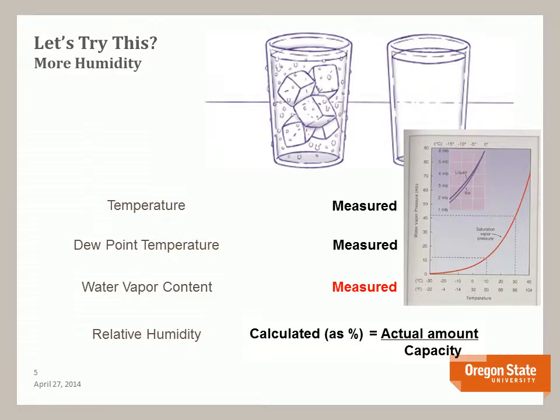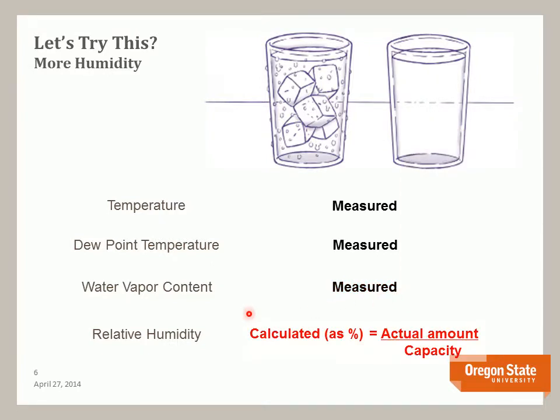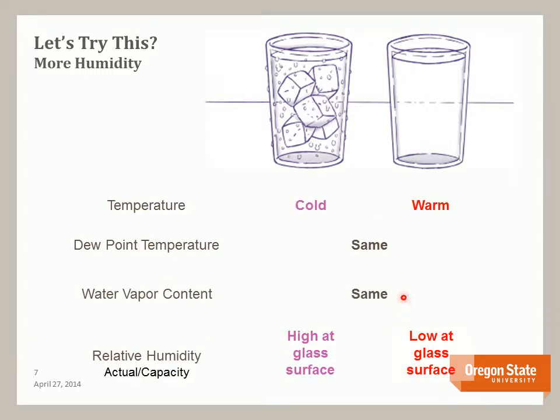That's very important. And then, as I mentioned before, we calculate relative humidity by the actual amount of the water vapor divided by the capacity of the air at that temperature. Look at what we have here. For this glass here, the temperature is cold, or it's a low temperature, and over here it's relatively warm, or a higher temperature. The dew point temperature, the temperature at which condensation occurs in the air, is the same, but not at the glass-air interface. The water vapor content for the air is the same. Okay, that doesn't change. So that means something else has to change.